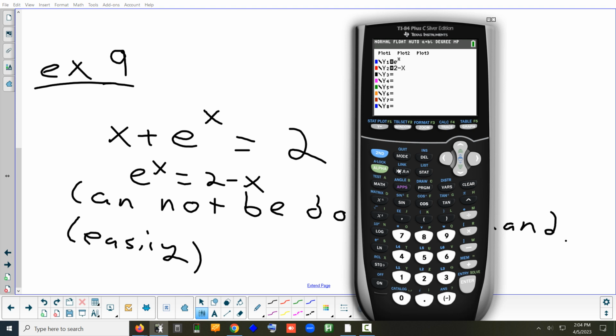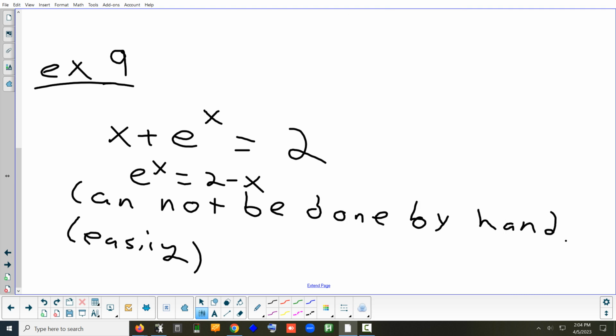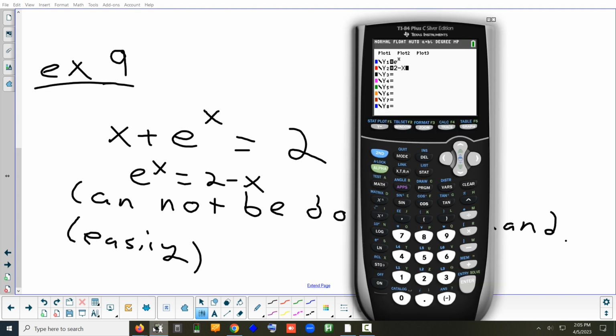You could have also done it the way it was written. You could have put this in y1, and you could have put that in y2. But the idea is you need to put the left side in y1, put the right side in y2, and then let's graph it. And it's exactly what Alex said. We're looking for the intersection.